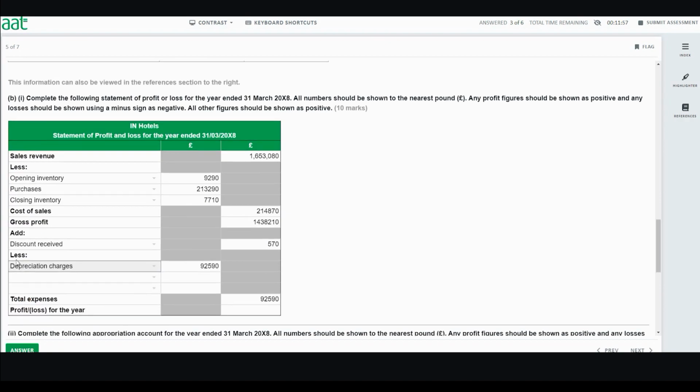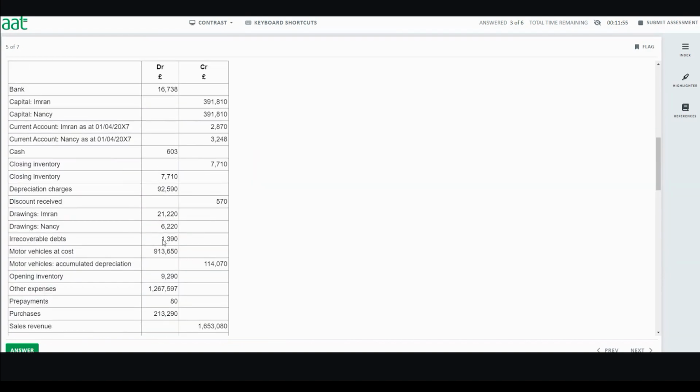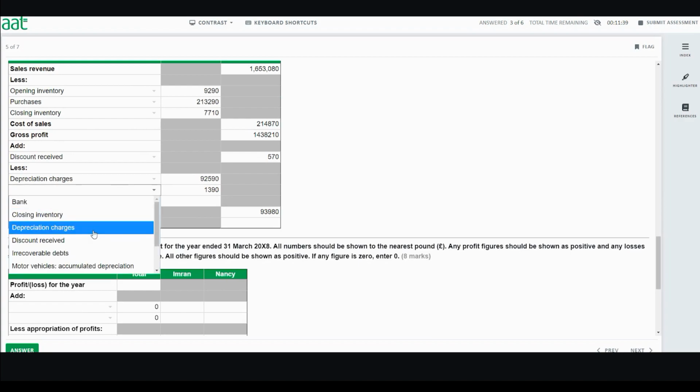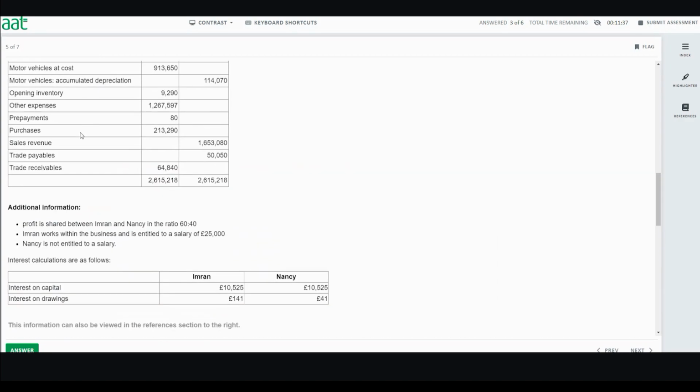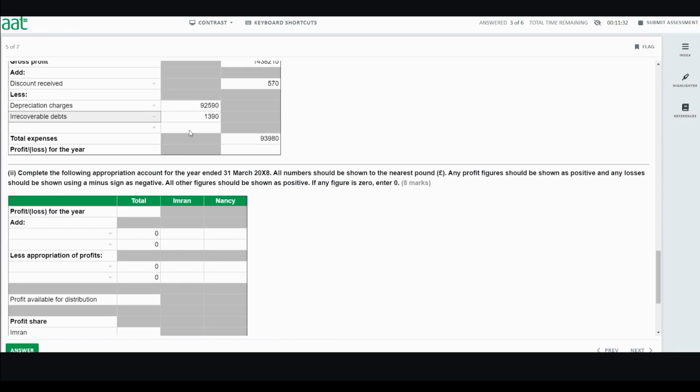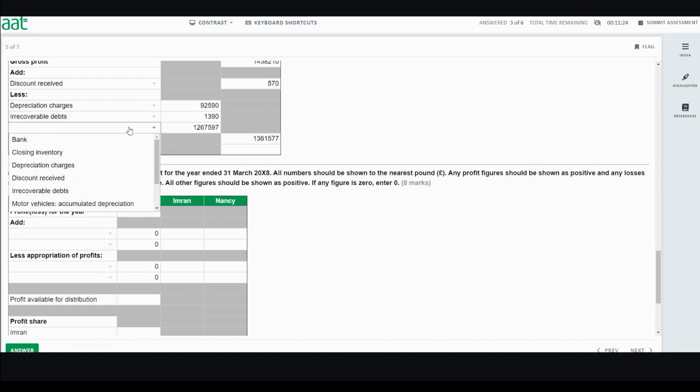Okay, then what else have we got? We've got an irrecoverable debt, because your drawings go on your statement of financial position. So we've got 1390 irrecoverable debt. Okay, and what else have we got? And then we've got other expenses of, what's a big one? 1267597 other, and that is your lot.